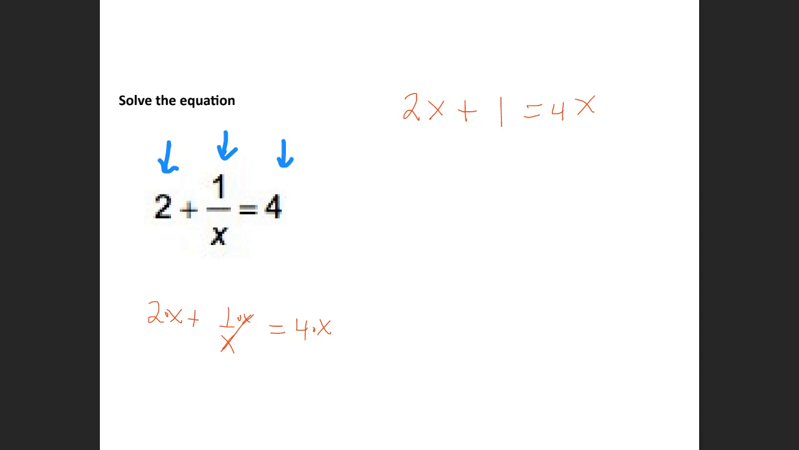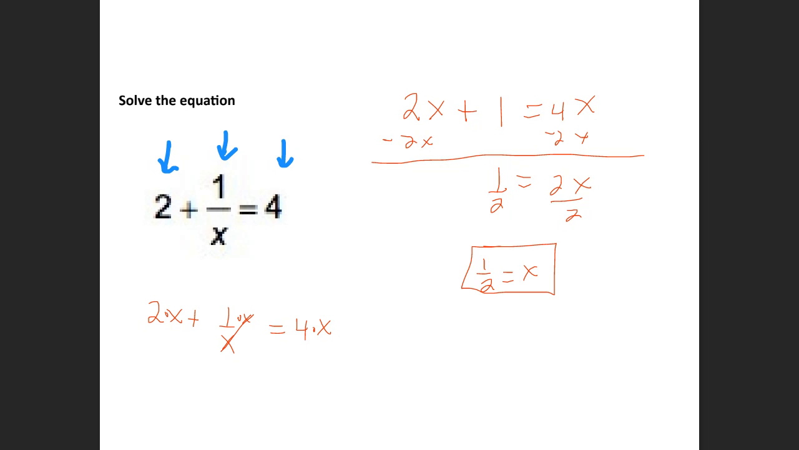I do not have a rational equation anymore. I have a regular equation. So I'm just going to solve this equation. I'm going to subtract 2x from both sides. That leaves me with 1 is equal to 2x. I'm going to divide by 2. So 1/2 is equal to x. That is my solution.